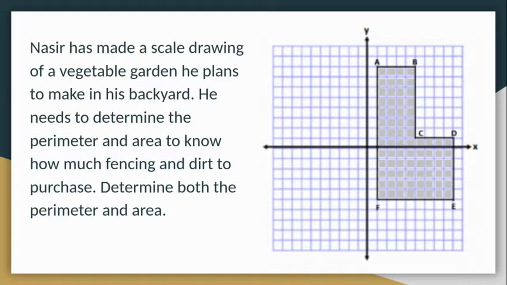Nasir has made a scale drawing of a vegetable garden he plans to make in his backyard. He needs to determine the perimeter and area to know how much fencing and dirt to purchase. Determine both the perimeter and area.